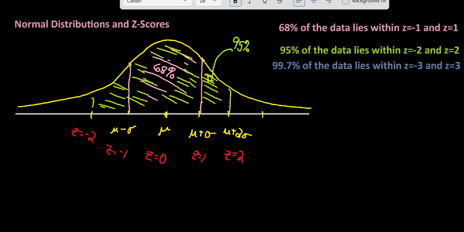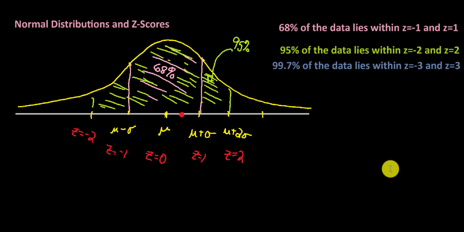So to summarize that, we've got about 68% of the data within 1 standard deviation of the mean. So that's between -1 and 1. And then we've got 95% of the data between z equals -2 and 2, and 99.7 roughly between z equals -3 and 3. But what about data points that might lie somewhere in between? So what if I had a data point that lied somewhere over here?